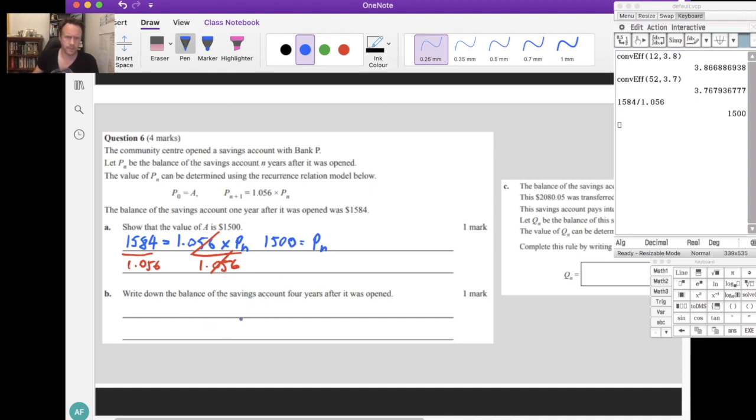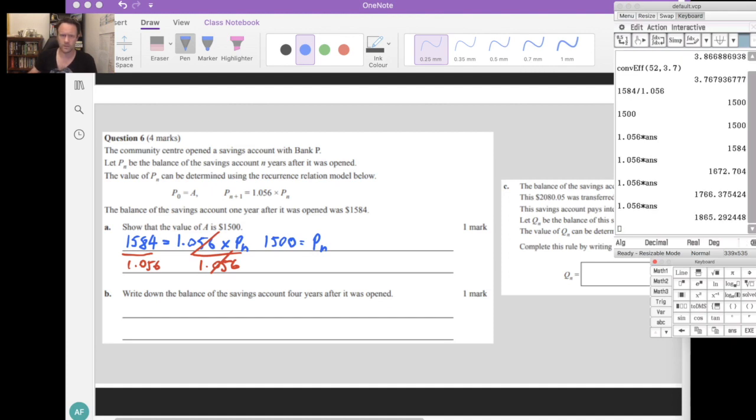Write down the balance of the savings account 4 years after it was opened. Okay, I mean, it might be easiest with the information we've got there just to do it recursively. So we want to punch in 1500, and then we want to go 1.056 times that answer. And then that's 1 year, 2 years, 3 years, 4 years. Okay, so write it down.